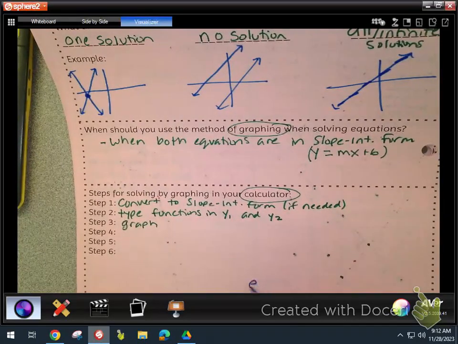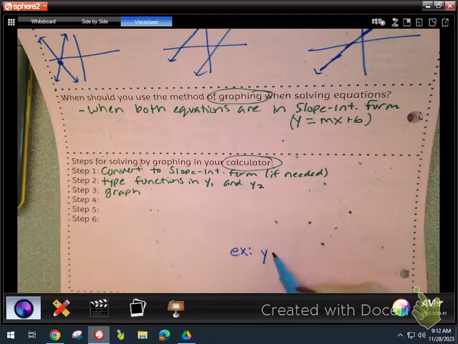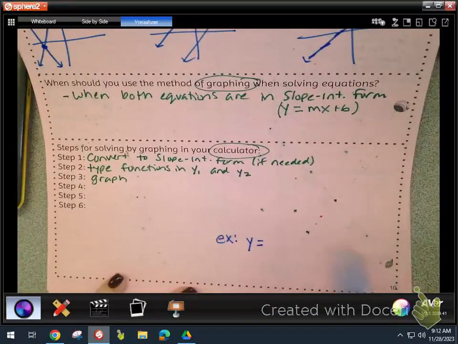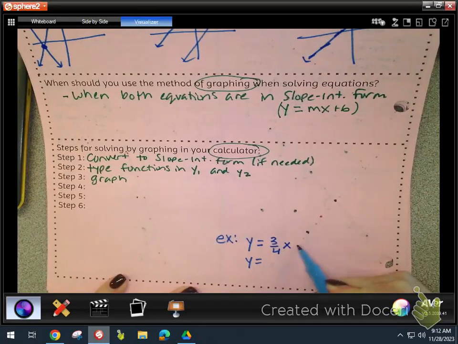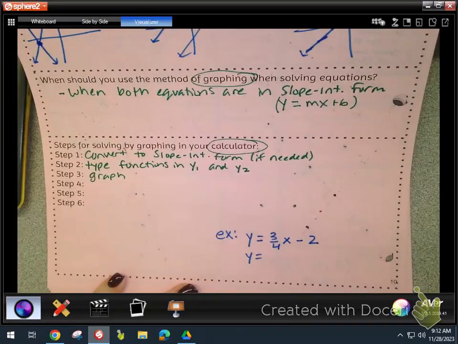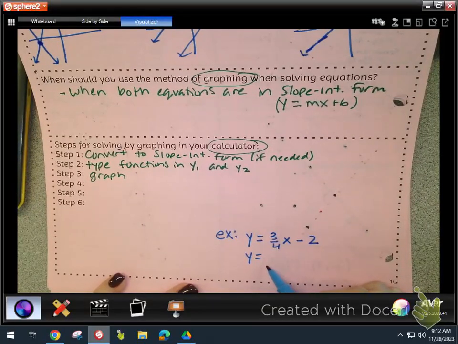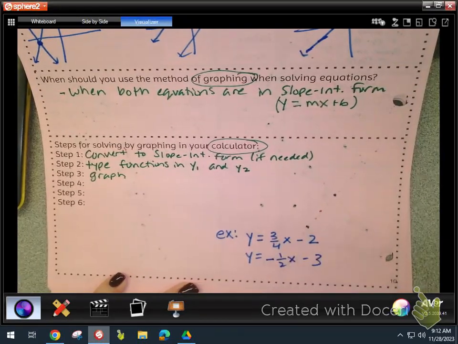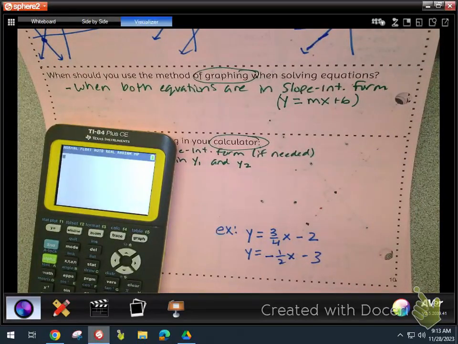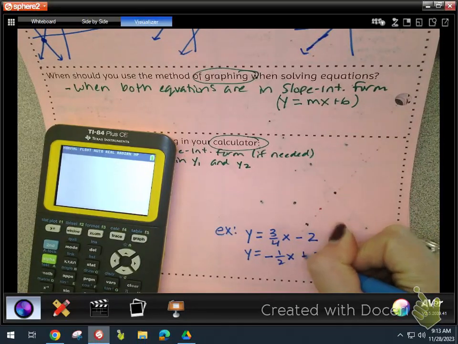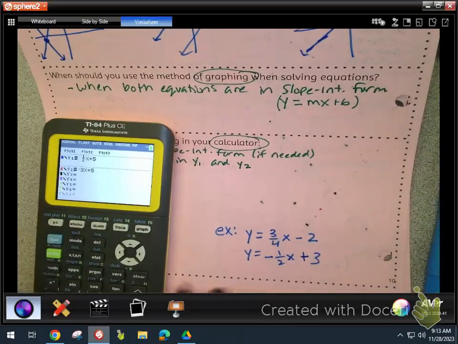So let's do an example while we're going through this. All right, Cruz, give me an equation in slope-intercept form. Any numbers you want. Y equals 3/4 x minus 2. Okay. All right, so there's 1. Ethan, give me a slope-intercept form with a negative slope. -1/2 x minus 3. Can I do plus 3? You okay with that? Okay. I think it might make it a little bit prettier, but we'll see.